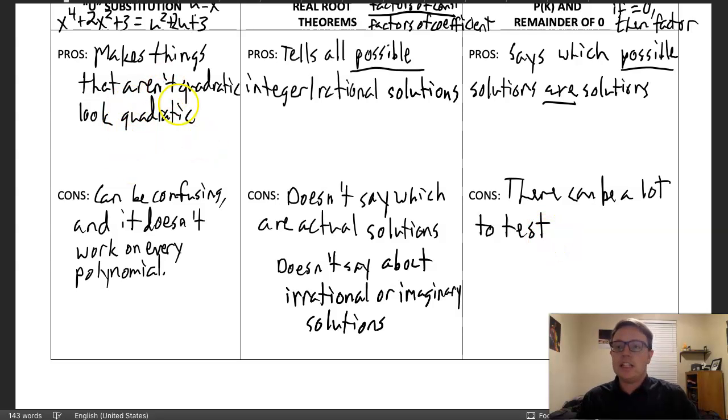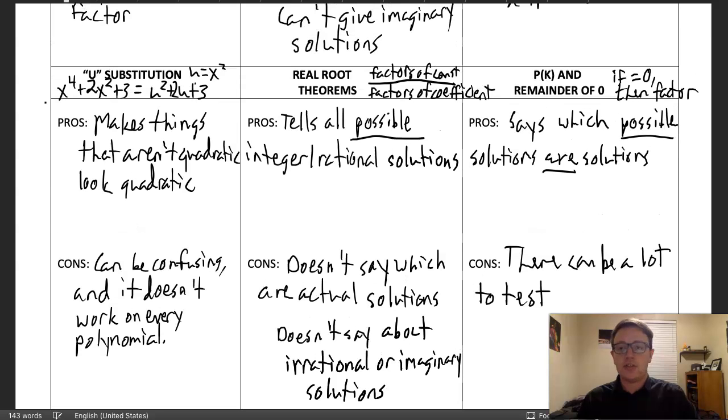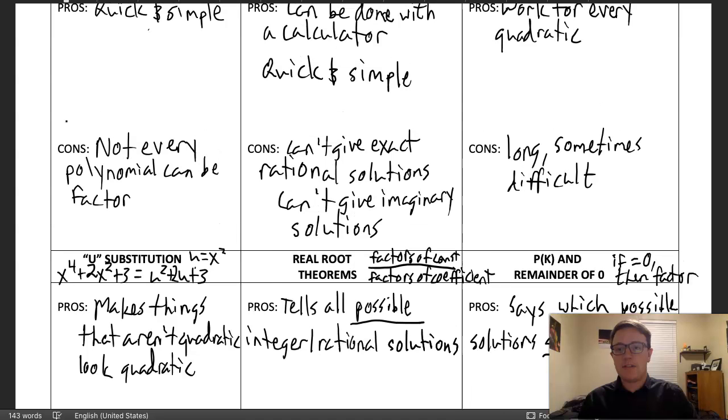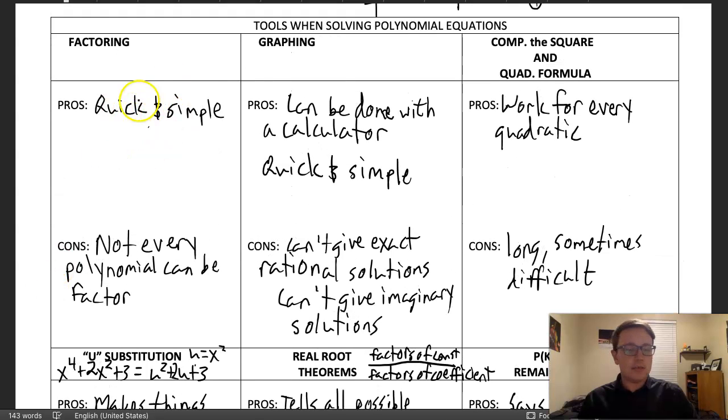So these are the 6 different ways that we have for trying to find answers for a polynomial. Let's go over them again. We have factoring, right? It's very easy, but it doesn't work all the time. We have graphing, which we can just throw into our graphing calculator, but it doesn't tell us about imaginary or irrational solutions. We have completing the square and quadratic formula, which work excellently with quadratics, but can be long and hard to use.